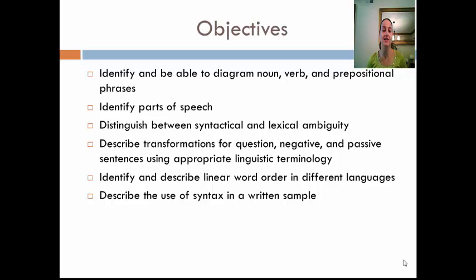So the objectives of today's lesson are to be able to diagram verb, noun, and prepositional phrases. You also should be able to identify parts of speech and distinguish between different types of ambiguity. You should also be able to describe how transformations between statements to questions or to negative statements or to passive statements work, and identify and describe the linear word order in different languages. And hopefully all of this will help you to describe and use terminology to analyze and discuss the syntactical usage of English language learners' written samples.